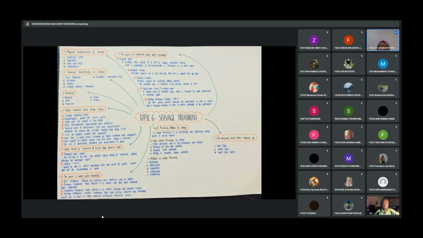sewage treatment. Topik 5 tadi tu tajuk dia Sewerage. SEWE tuan. Ya. Tak apa, teruskan. Cuma nak maklumkan dia.